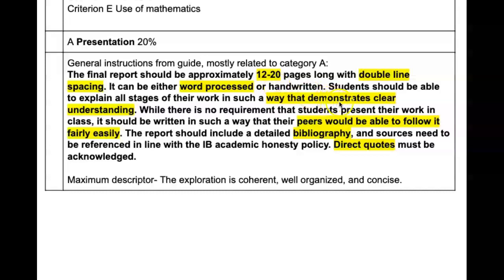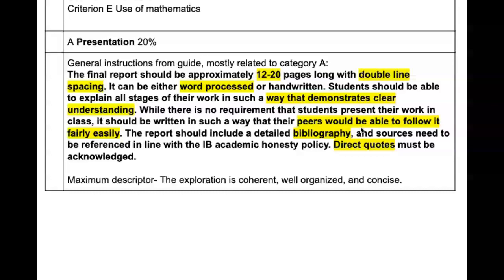You should explain things in a way that demonstrates clear understanding, and we'll talk about that throughout the rubric, but your mission is to show how much math you understand, okay? And if you show that you understand a lot of math, you're going to get a good grade. And if you show that you don't understand a lot of math, then you're going to, in general, get a bad grade.